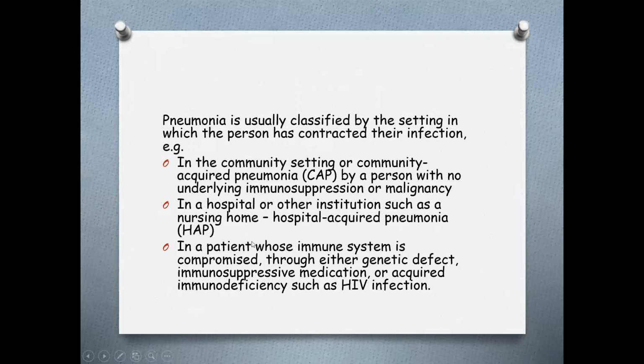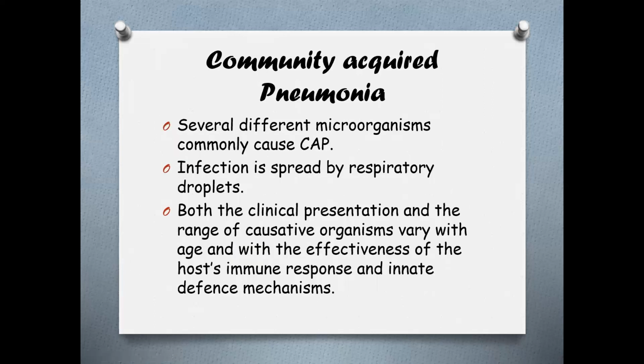And in a patient whose immune system is compromised through either genetic defect, immunosuppressive medication, or acquired immunodeficiency such as HIV infection. Several different microorganisms commonly cause community-acquired pneumonia. Infection is spread by respiratory droplets. Both the clinical presentation and the range of causative organisms vary with age and with the effectiveness of the host immune response and innate defense system.